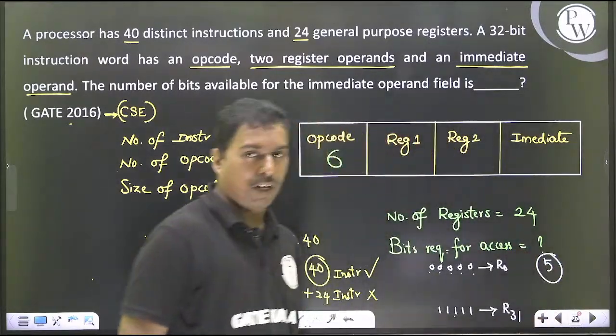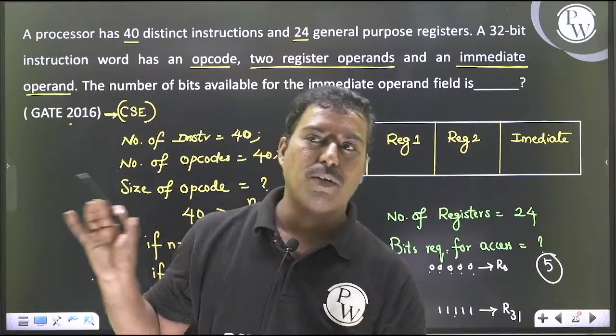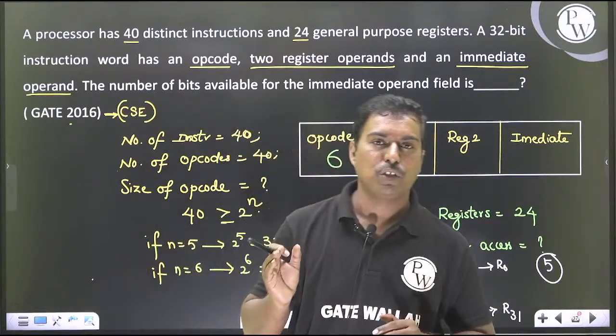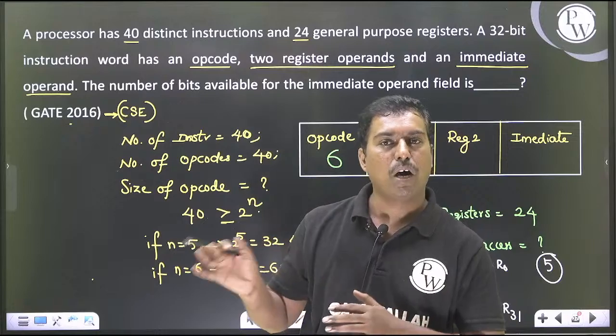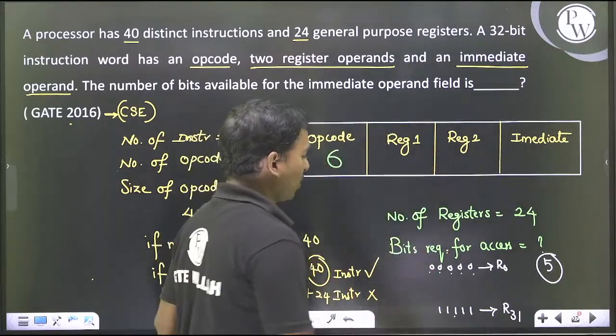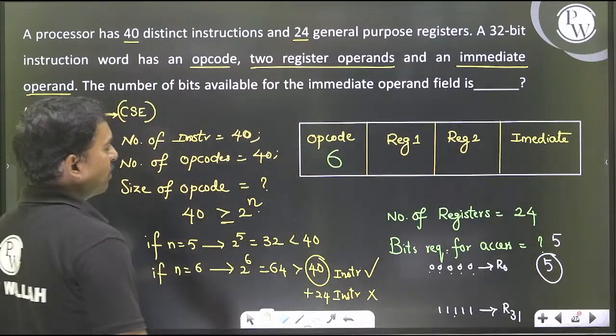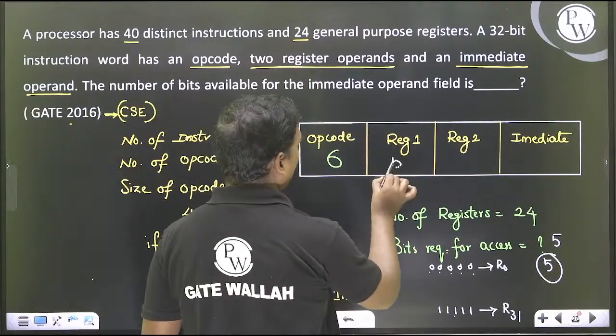अगर आपके पास 5 bits allocated है, तो five zeros will be R0, 00001 R1, 00010 R2, and 11111 like that. Okay, so the number of bits required for the register access is 5. So that's why register field, this is 5, this is 5.